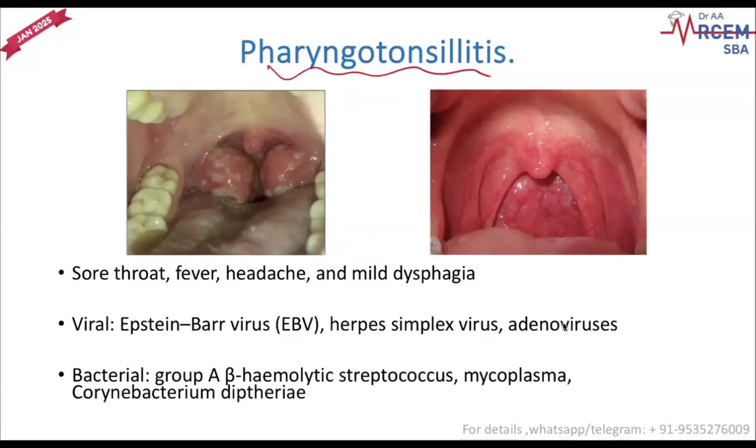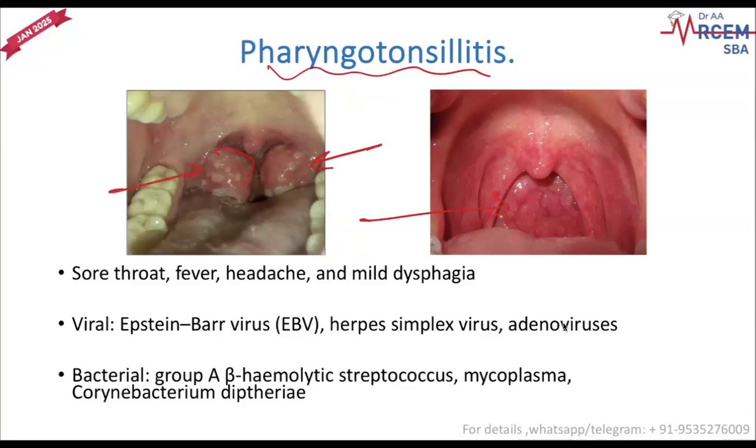Pharyngotonsillitis. It includes both pharyngitis as well as tonsillitis. So what we are studying now applies to both pharyngitis as well as tonsillitis. Most of the time they present together. There will be pharyngitis as well as tonsillitis.